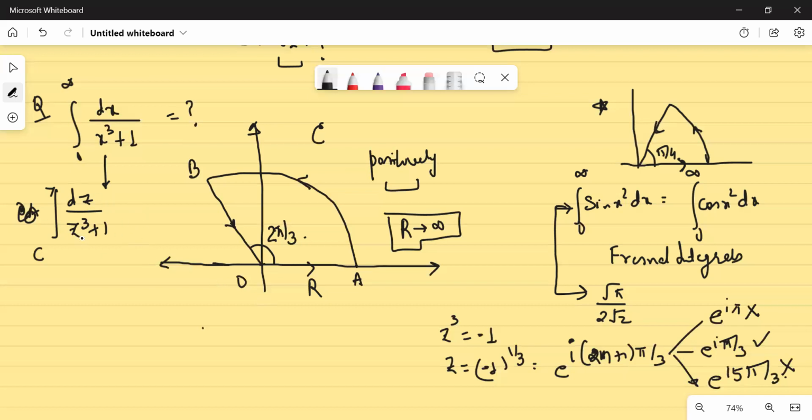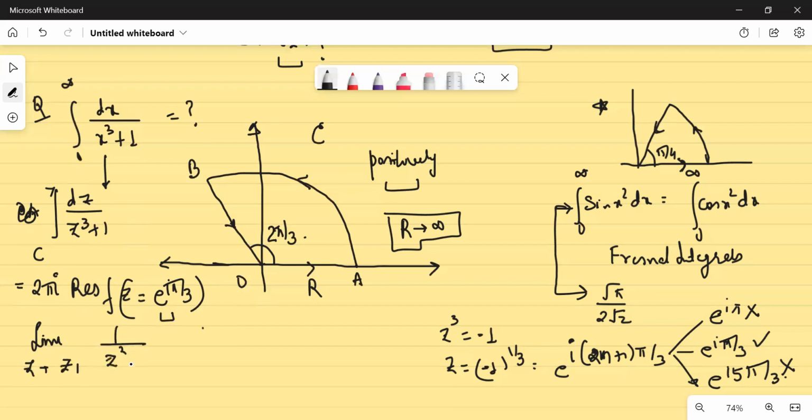So in order to evaluate this integral, the answer will be 2 pi iota into the residue of the function at z equals e to the power iota pi by 3. Is that clear? So I would simply say limit z tends to z1 of 1 upon z cube plus 1. Clearly this is a quotient of two functions f(z) upon g(z), and g(z) goes to 0 as z tends to z1. So I would just differentiate the denominator as prescribed earlier, and this will give you 3z squared, which equals e to the power iota 2 pi by 3.